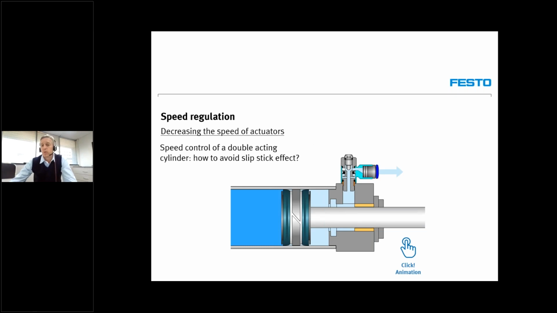Now, speed regulation should always be done by creating a cushion with the exhaust air and not by throttling the supply air. This is extremely important. If the supply air is throttled, you get what we call a stick-slip effect, with jerky movements and very little control over the speed of the actuator. I'm going to show you an animation just to show how we throttle the airflow on the exhaust side to create a controlled movement.